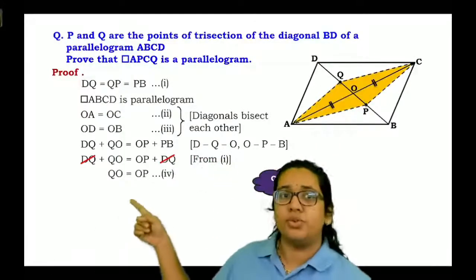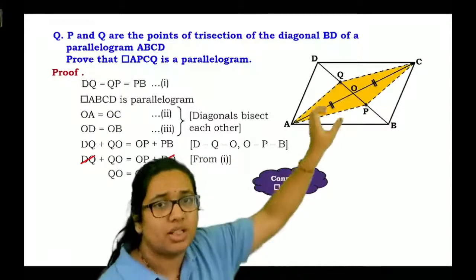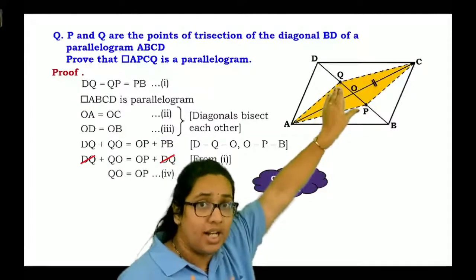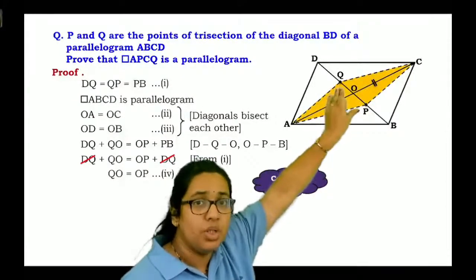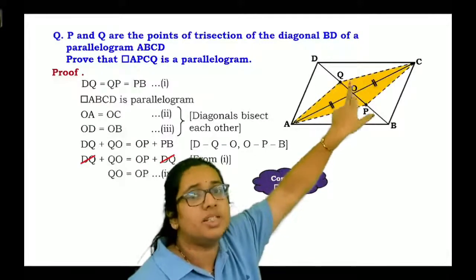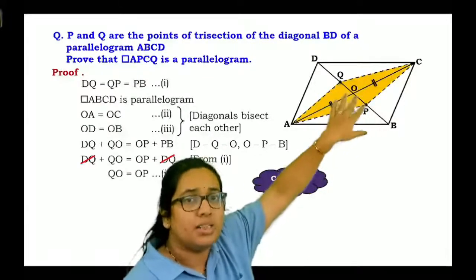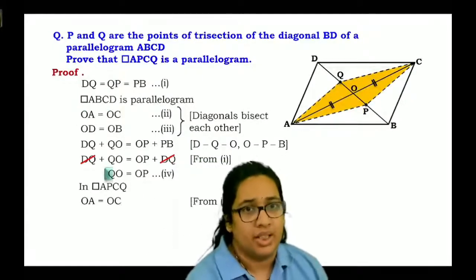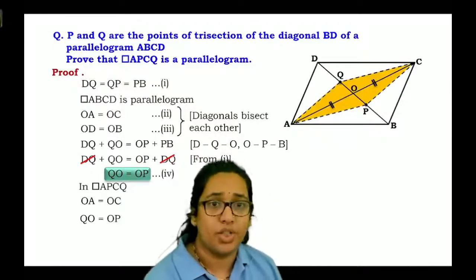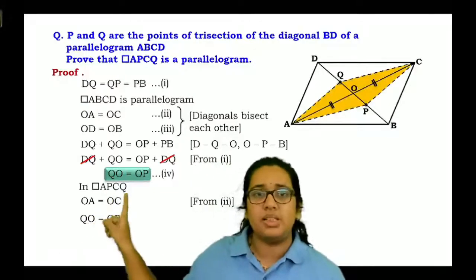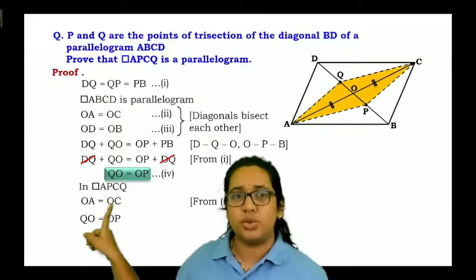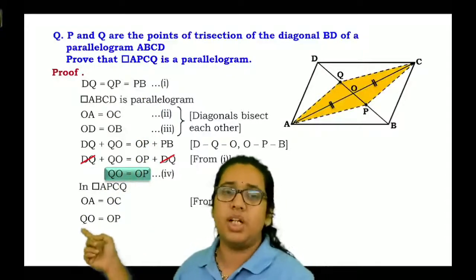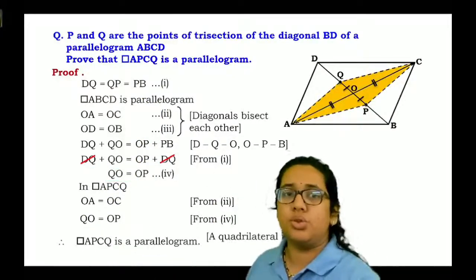फोर्थ पॉइंट से आपको क्या क्लियर हो रहा था, that the other diagonal, which is nothing but PQ, O will work as a midpoint for it, that is PO equals to QO. Hence in the quadrilateral APCQ, OA equals to OC पहले से ही मिल रहा था, and फोर्थ इक्वेशन से हमने ये प्रूव किया that QO equals to OP.